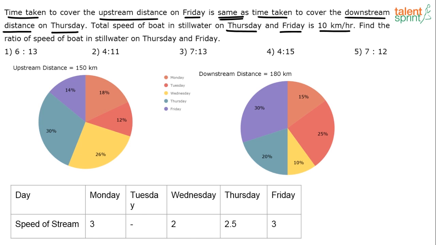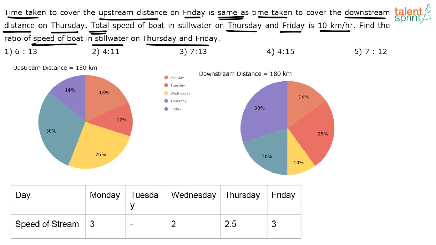So again, the point that we need to understand here is that the speed of the boat is not the same every day. The speed of the stream is different. The speed of the boat may also be different every day, because he says the speed of the boat in still water on Thursday and Friday is 10 kilometers per hour in total. So the sum of the speed of the boat on Thursday and Friday is 10. Now out of this, what was the speed on Thursday and what was it on Friday is not known to us. Then the next point says find the ratio of the speed of the boat in still water on Thursday and Friday.